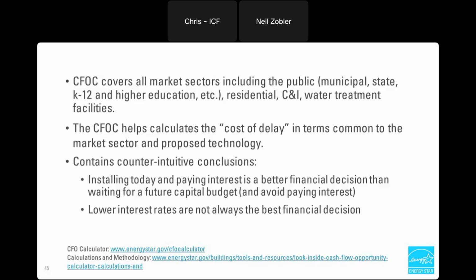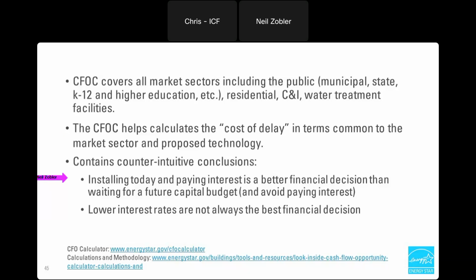It covers all market sectors, including public and higher ed, as well as residential, C&I, water treatment, etc. Everybody benefits by using this tool. It started off designed specifically for the public sector, but it has since been expanded. And it really calculates the cost of delay, in terms common to the market sector and proposed technology. And it contains, as I had mentioned earlier, counterintuitive conclusions.